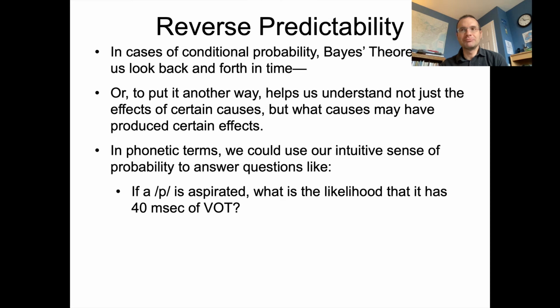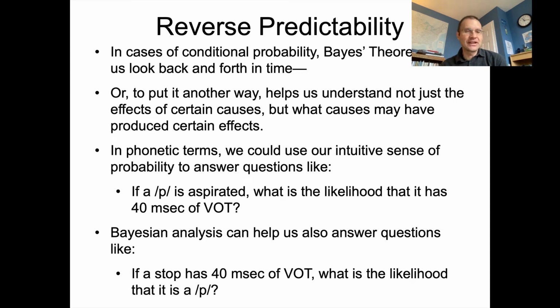But you don't have the luxury of being able to run those experiments in normal life. Instead, you just hear people speak, and then you have to figure out what was underlying the things that actually came out of their mouth. So Bayesian analysis can help you answer questions like, well, if a stop has 40 milliseconds of VOT, what is the likelihood that it is a P rather than something else, right? So this is a cue for some underlying category in the system. It may be a different stop, it may be a P, whatever. But this is at least an outcome, something you can measure to try to figure out what conditions produced that outcome.